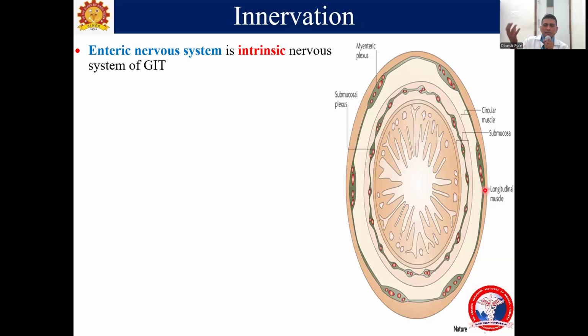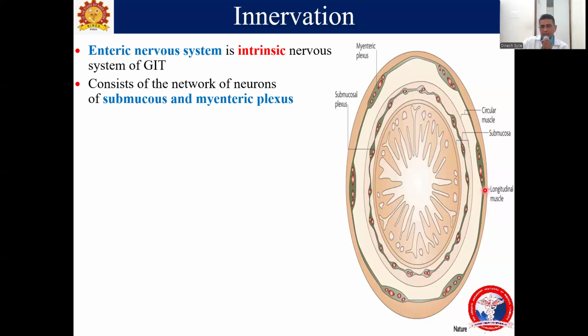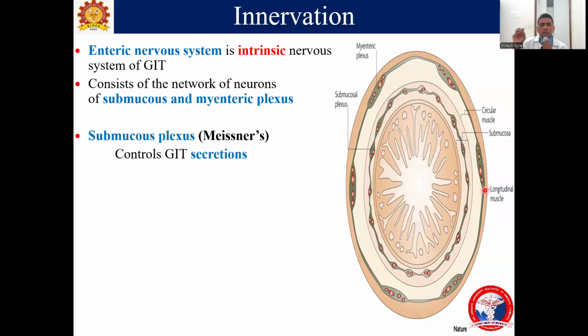So this enteric nervous system essentially consists of two networks of neurons. Do we remember the names? It's the submucous and the myenteric plexus. Now the submucous plexus has another name beginning with the letter M. Do we remember? The Meissner's plexus. And the overwhelming function of Meissner's plexus is to control GI secretions. So Meissner's, over everything else, controls GI secretions.